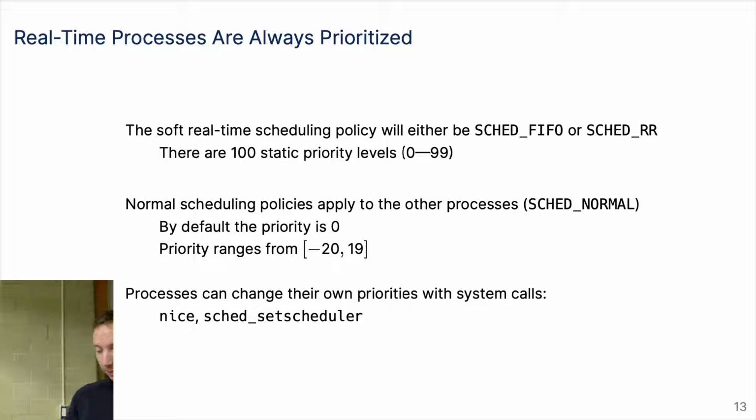And because of this, if you're a process, you can also change your own priorities with system calls. You can use the nice system call to say how nice you are, and we'll see what that means, and sched_setscheduler to figure out if you want first come, first serve, or round robin.